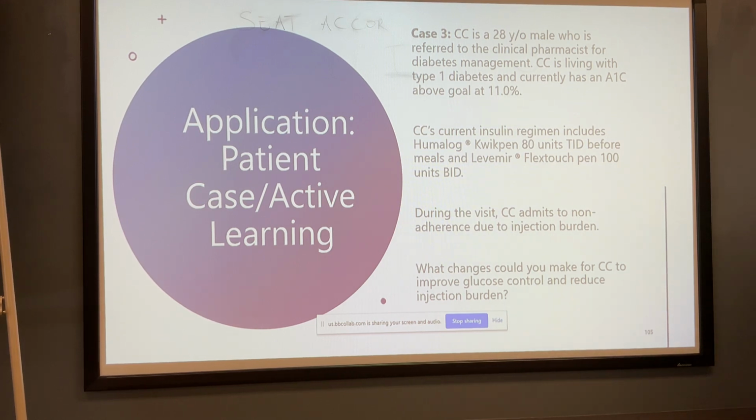Okay, CC, the 28-year-old male who was the first in the clinical pharmacist for diabetes management. CC is living with type 1 diabetes and currently has an A1C above goal at 11%. CC's current insulin regimen includes Humalog Quick Pen, 80 units 3 times a day before meals, and Levemir Flex Touch Pen, 100 units twice a day. During the visit, CC admits to non-adherence due to injection burden. What changes could you make for CC to improve glucose control and reduce the injection burden?